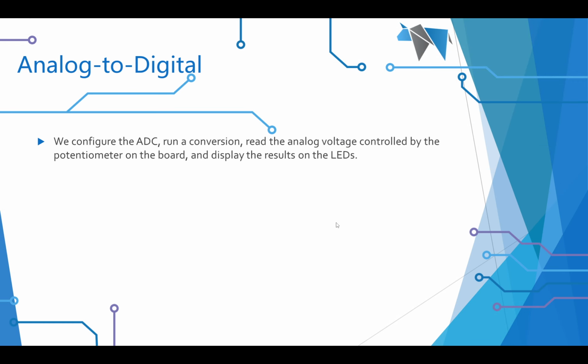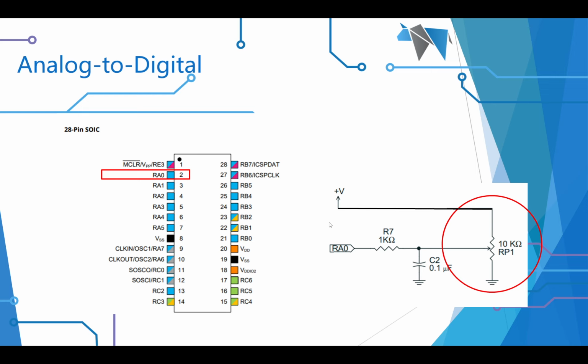So what we're going to do is configure the ADC and run a conversion. We're then going to read that analog voltage that's being controlled by a potentiometer on that board, and read the results back in. Simple.